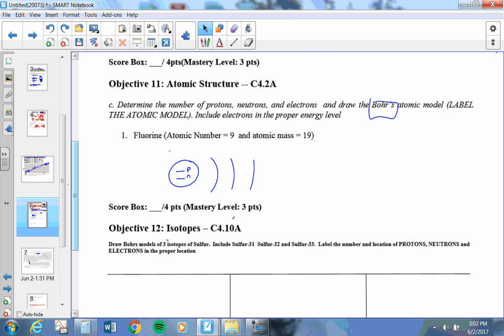Our mission then is to figure out how many protons, how many neutrons, and how many electrons, and where are they. Atomic number is 9. That means 9 protons. But its mass is 19. That's the total number of protons plus neutrons. So 19 minus 9 equals 10. It's going to have 10 neutrons. Now, if it has 9 protons, it also has 9 electrons. Where are they? 2 of them in the first energy level, because that's all it can hold. The other 7 can fit into this energy level, so I don't even need this. If it asked, it doesn't ask about that.